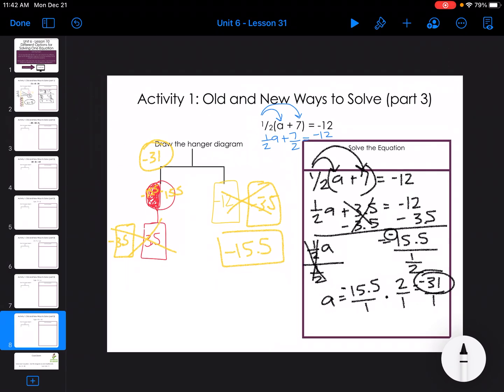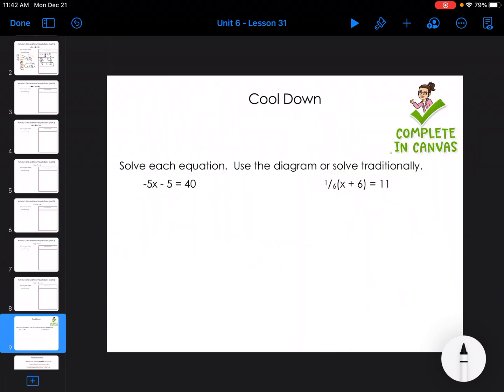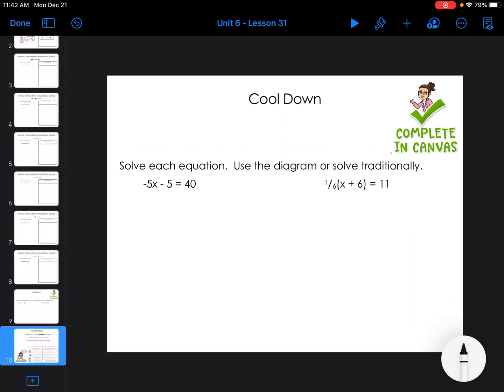Crazy. All right, so now I need you guys to do the same thing. You're going to solve these two problems. You can solve them traditionally, or you can solve them using a diagram. And then I need you to submit your assignment.